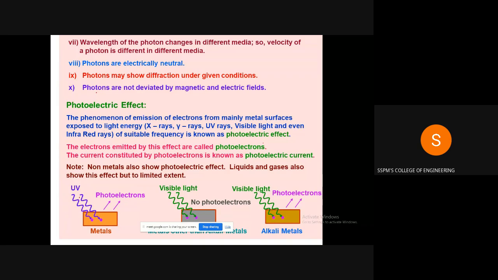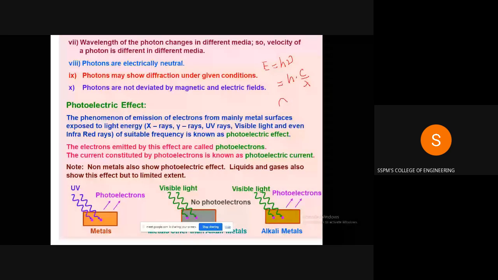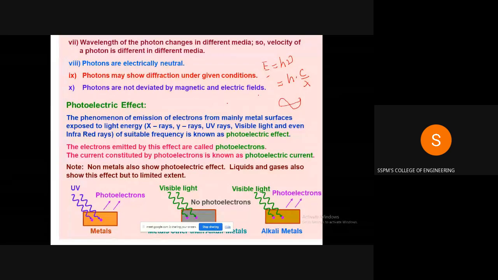Because we know that E equals h mu. But what is mu? Mu is simply c upon lambda. And obviously, lambda is different for different types of waves, so the energy of the photons is different for X-rays, gamma rays, UV rays, visible light, and so on.